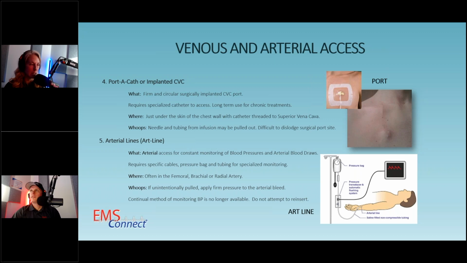It's going to be a bleeder. And don't try to reinsert the art line or any of these lines. Don't try to shove it back in. Once it's come out, just leave it as is. It's good and it happens, and keep moving forward with patient care.